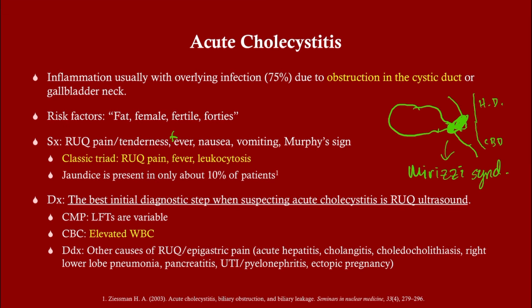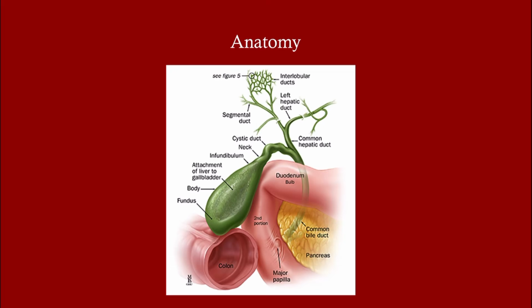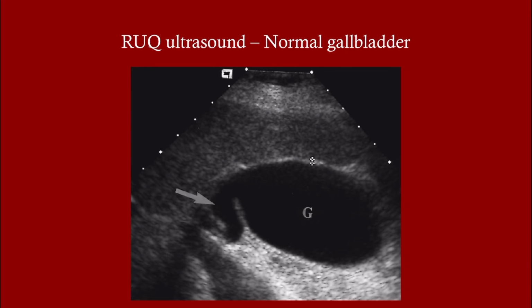The diagnosis here, right upper quadrant ultrasound. Again, CMP can show variable liver function tests. If there's Mirizzi syndrome present, then you would see deranged liver function tests. CBC, of course, will show high white count. And the differential, remember, we need to make sure that we are ruling these other things out, which is typically pretty easy to do with right upper quadrant ultrasound. So again here, looking at that anatomy, if you have that compression right here, you would get jaundice.